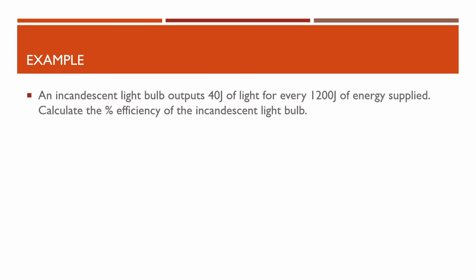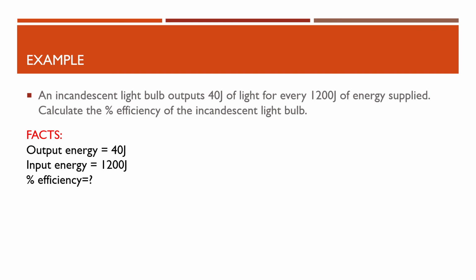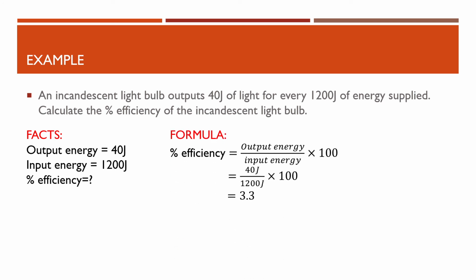Right, let's do an example. An incandescent light bulb outputs 40 joules of light for every 1200 joules of energy supplied. So output energy is 40 joules, input energy is 1200 joules. What you have to do is calculate the efficiency of this light bulb. So output is 40 joules, input energy is 1200 joules, and efficiency is the question mark. So use that equation: efficiency percentage equals output divided by input times 100. So all you have to do is put that in the calculator and you get about 3.3%.